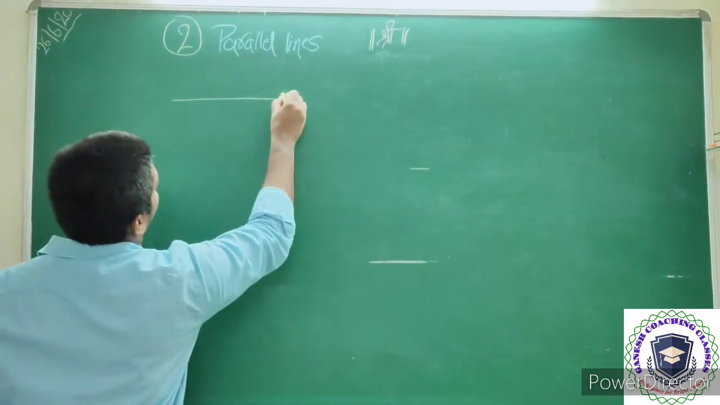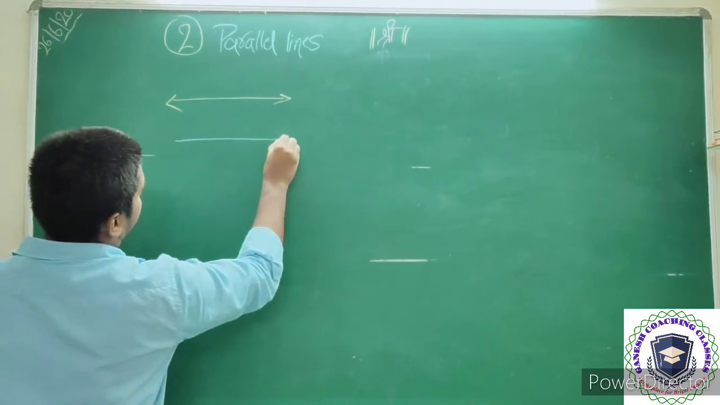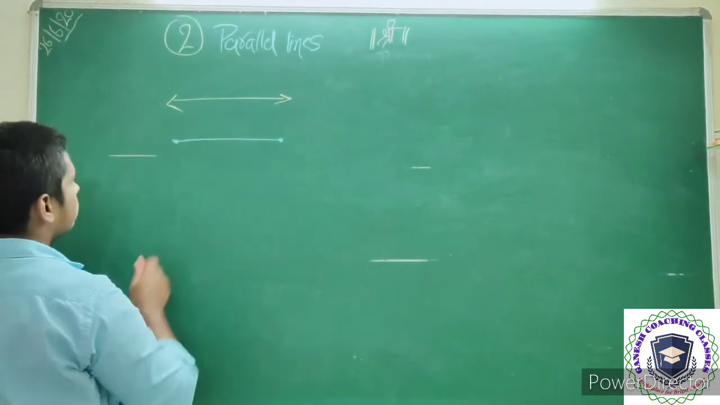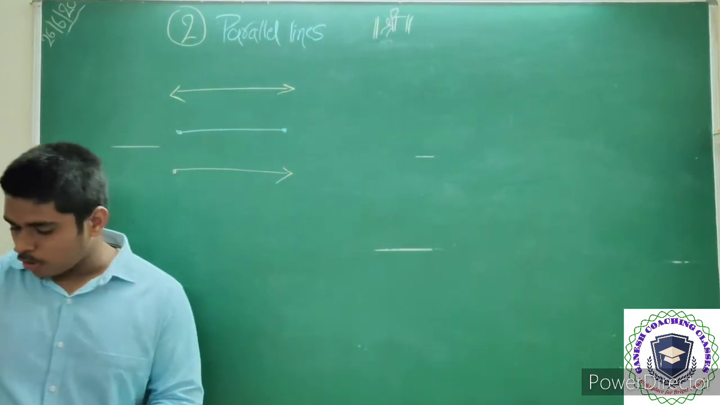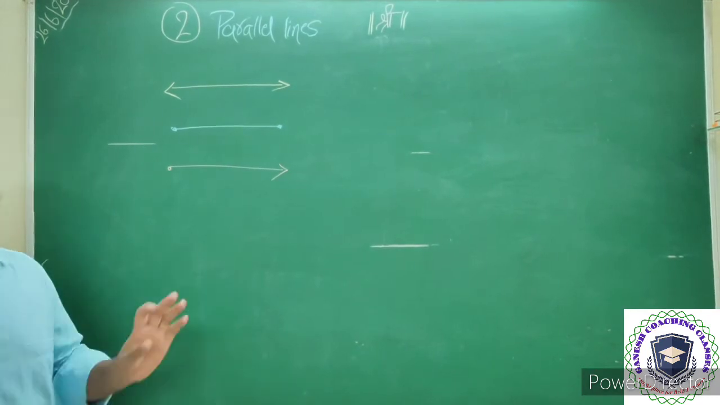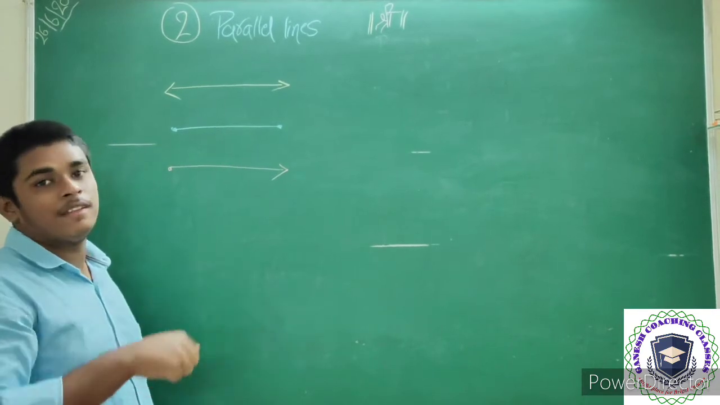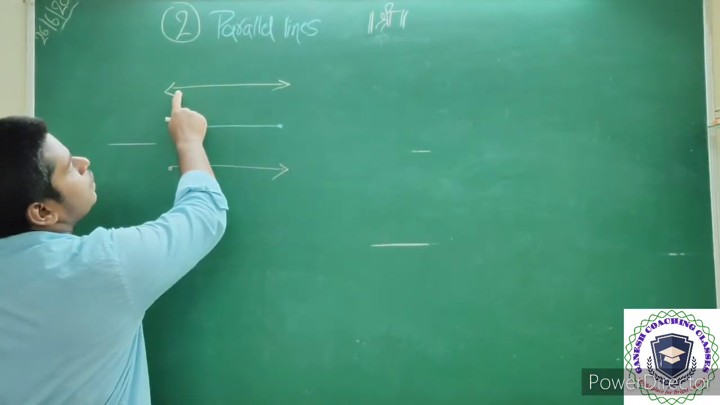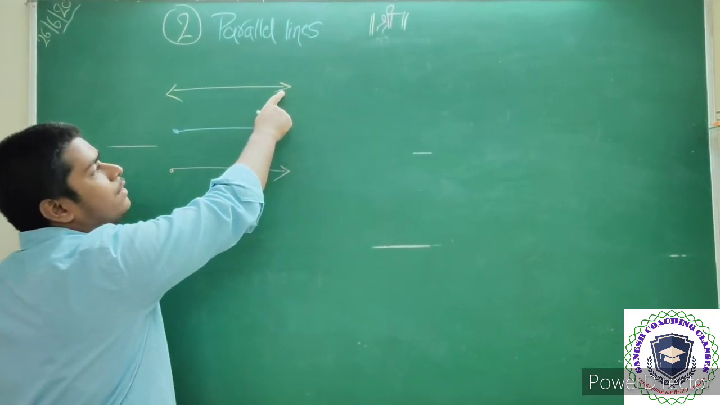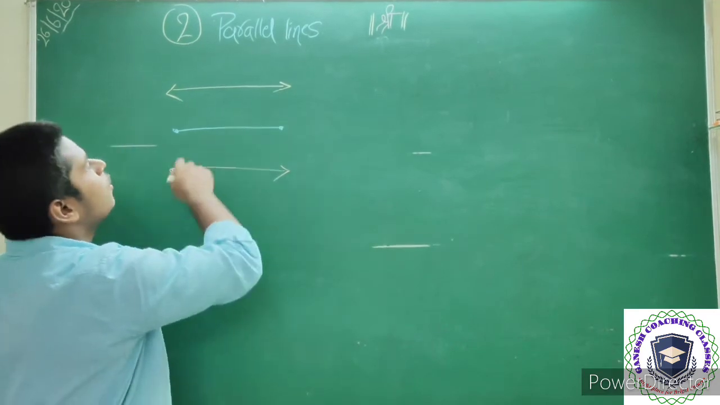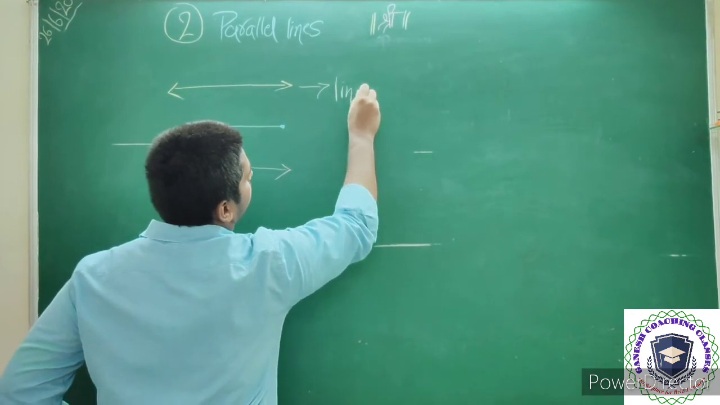Okay, here I am drawing 3 lines, in which we have to determine which of them is a ray, line or line segment. Okay, in the first case both the ends are open. The arrow indicates that these are open. When both the ends are open, this is called a line.